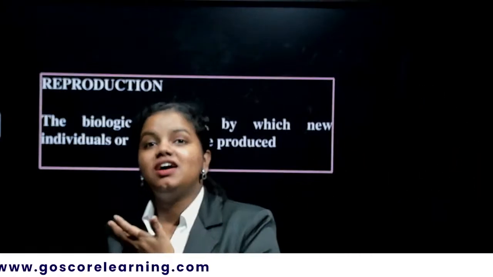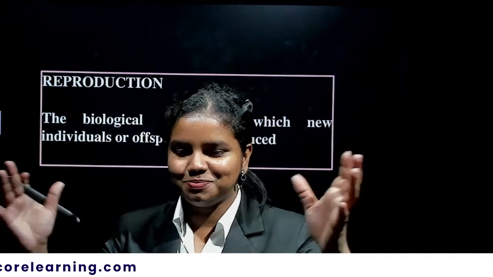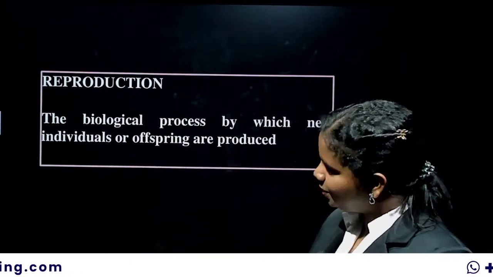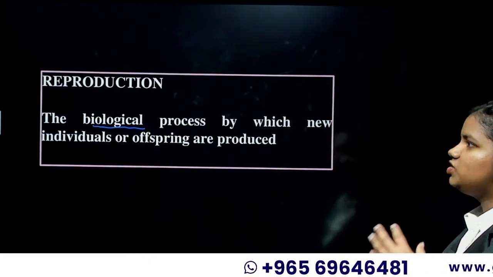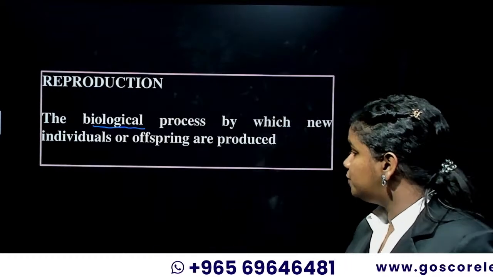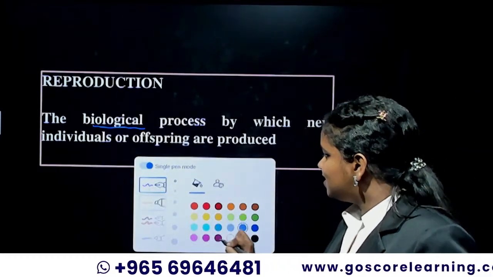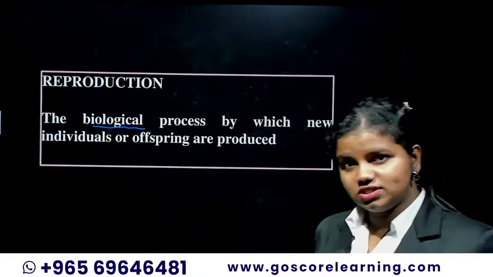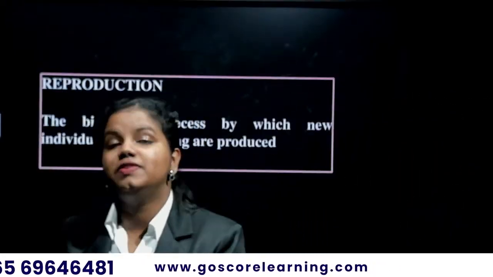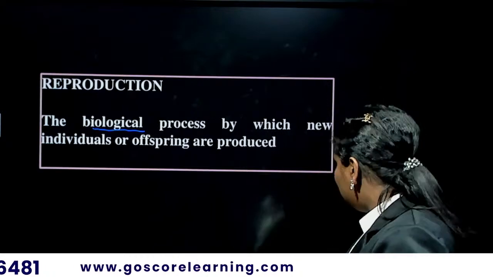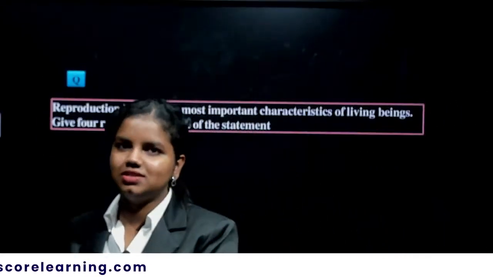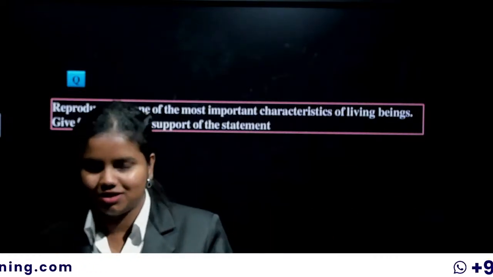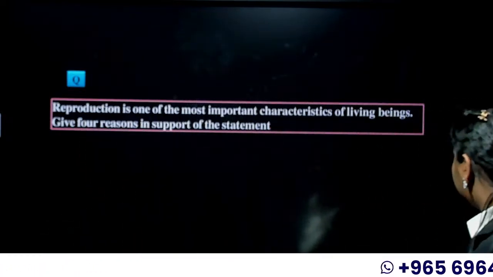Since this is the chapter, how do organisms reproduce? Let's begin the class with the topic reproduction. So as we all know, reproduction is nothing but a biological process by which new individuals or offspring are produced. So reproduction is a biological process which leads to the production of the next generation. There are a lot of events happening in between, and there will be a lot of questions regarding those happenings. So let's see one question from that particular part.